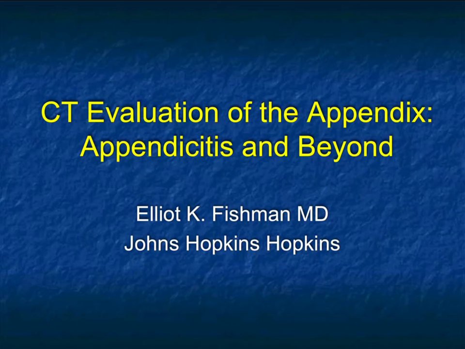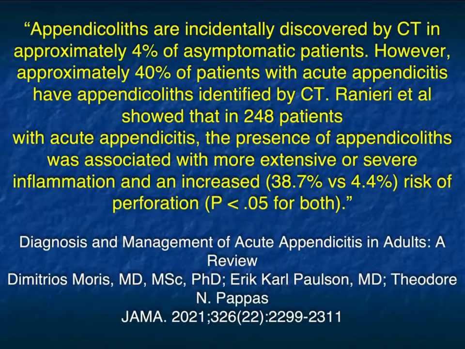And this is going to be on the evaluation of the appendix, and I'll call it appendicitis and beyond. At the end of the day, when you mention the word appendix, the next word is appendicitis. Yet we recognize that there are tumors of the appendix: adenocarcinoma, mucocele, even carcinoid tumors can occur in the appendix, and processes such as diverticulitis or colon cancer can simulate appendicitis. So let's take a look at this important topic.